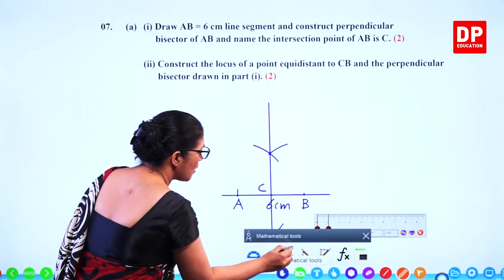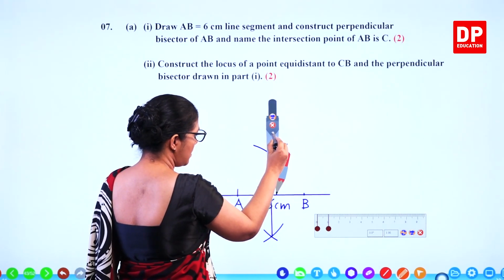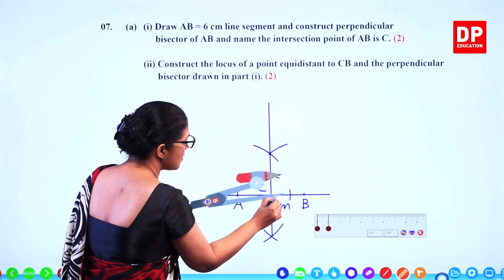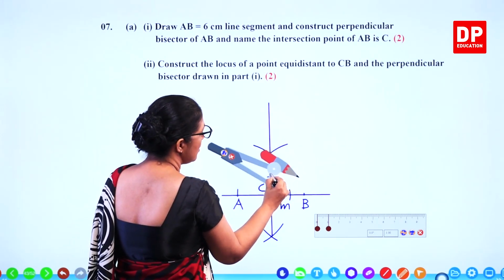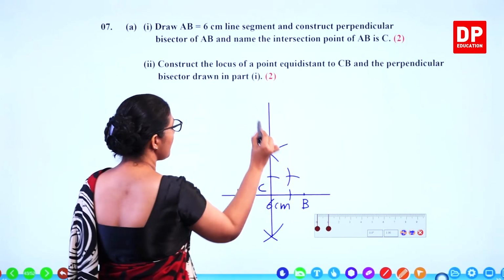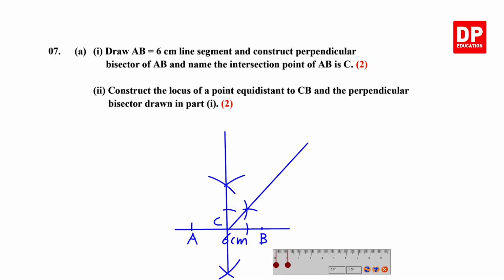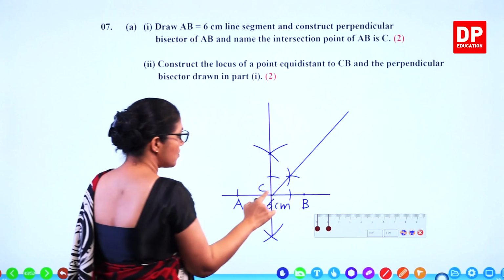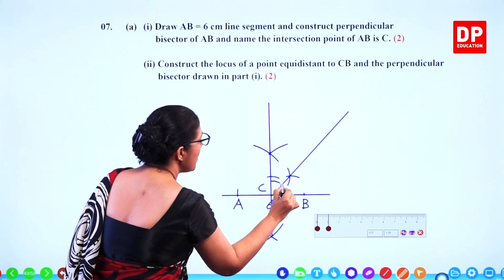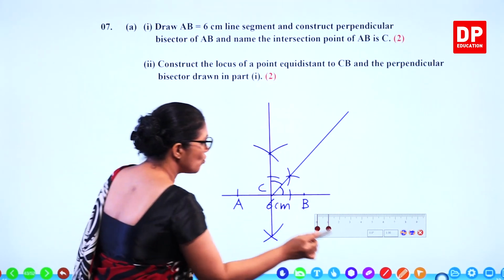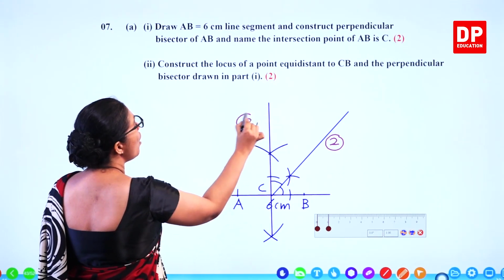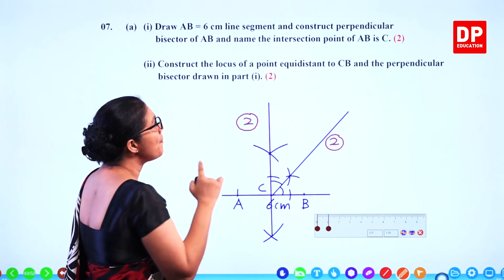So what you do? You take the compass, take any distance, and you can mark the 2 points, and you can take the same distance and keep on this point and find out the intersecting point. Now we have the angle bisector. So that means equidistant to CB and the perpendicular bisector. So this angle is same as this angle. So you get 2 marks for drawing the angle bisector, and 2 marks for this AB line segment and perpendicular bisector.